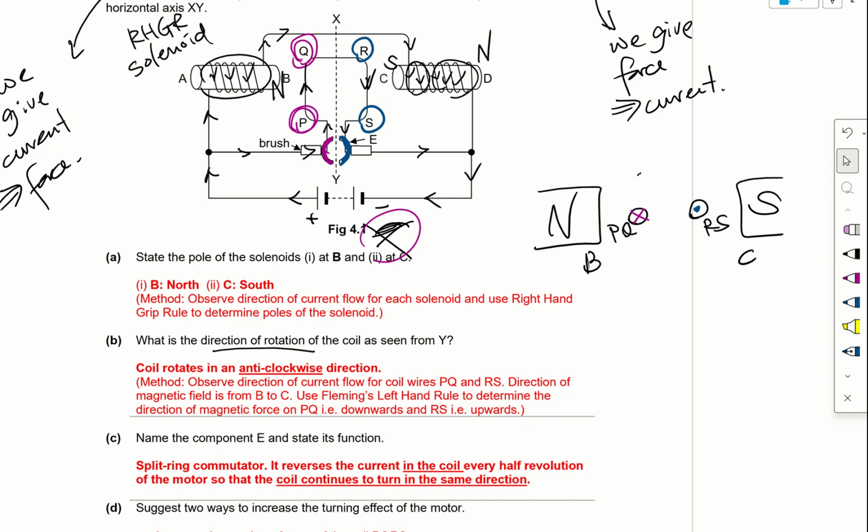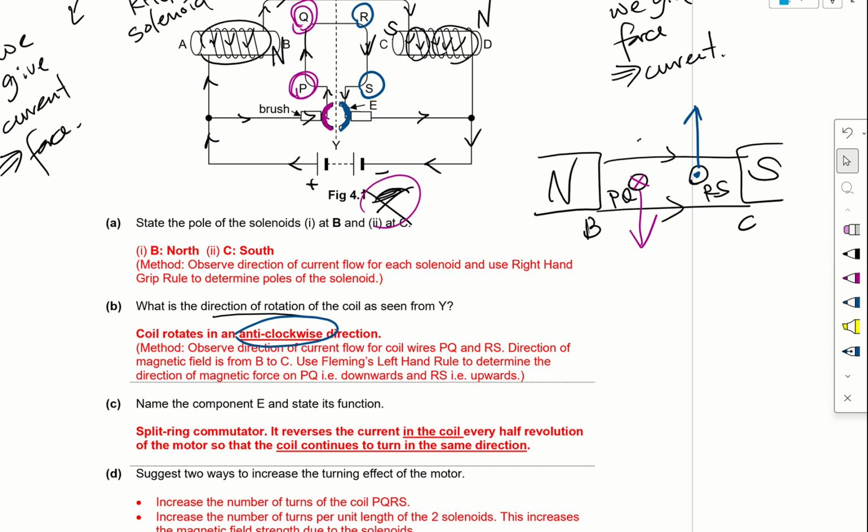If you're looking at the screen, your middle finger should be pointing towards the screen. Because there's an external magnetic field from N to S, my first finger, which represents the direction of the external magnetic field, is pointing from left to right, and my force is downwards. Because the current flows in the opposite direction in RS, the force on RS will be to the top of the page, and in this case it will become anti-clockwise.